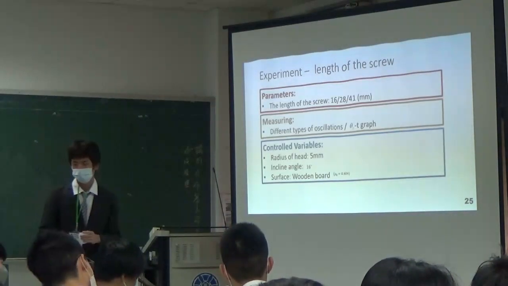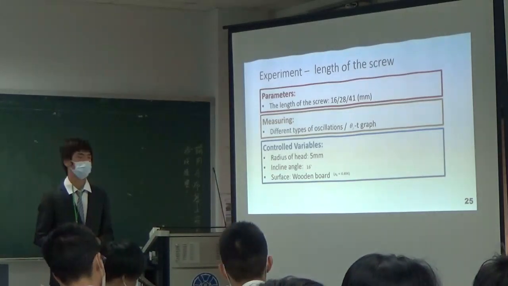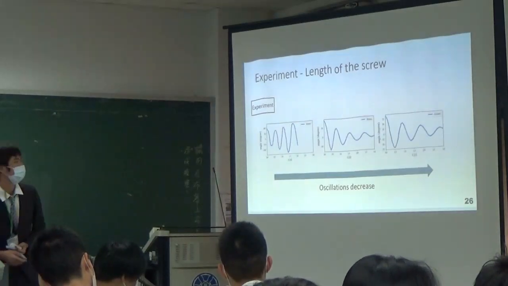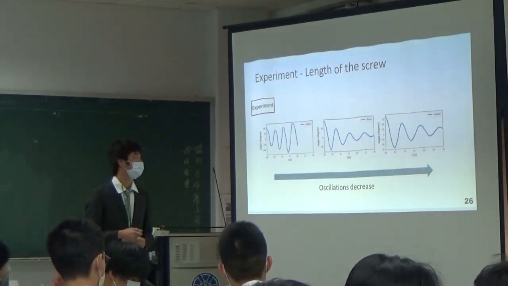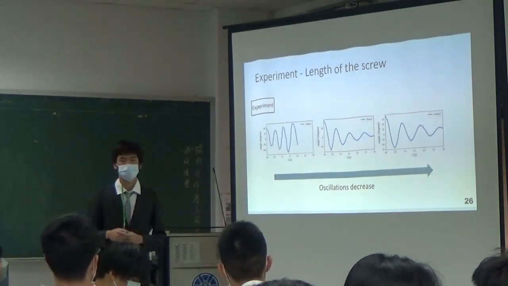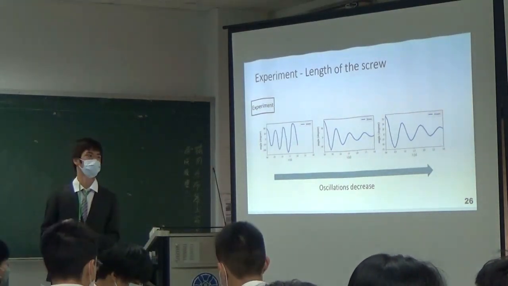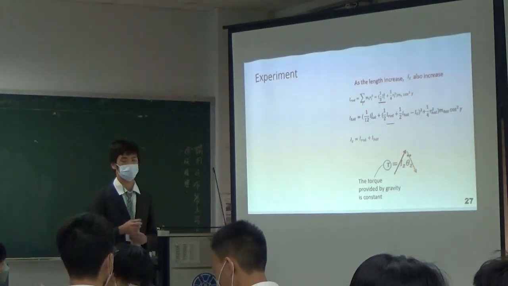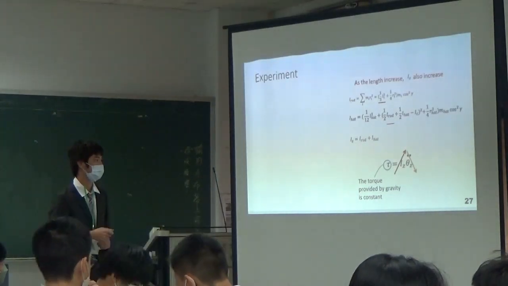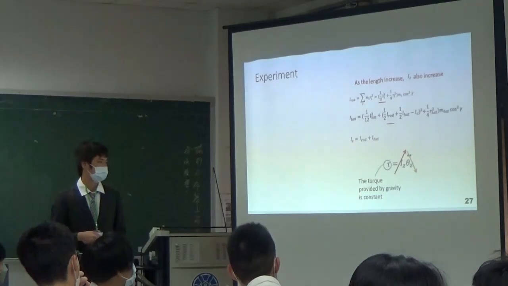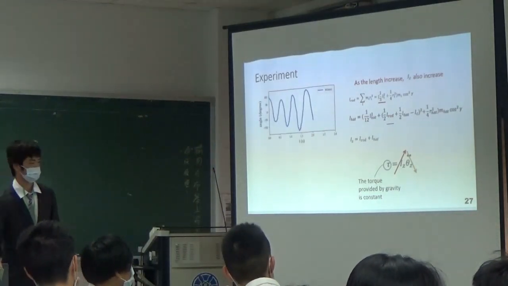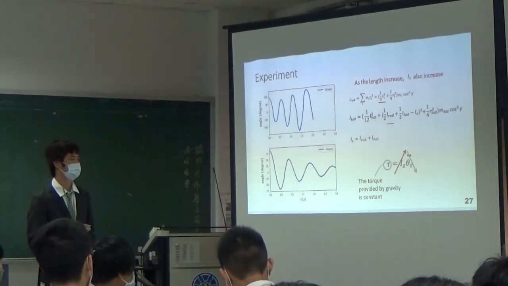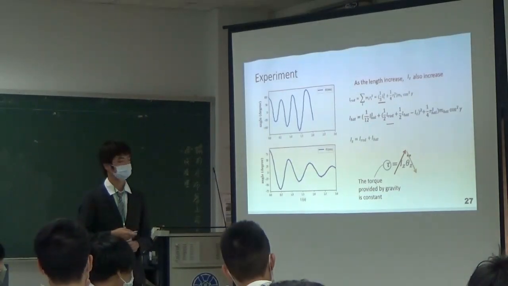And in the next experiment I changed the length of the screw, and I also used the delta T graph to describe the different types of oscillations. In the result, we can see that as the length of the screw increases, the oscillations will decrease. That's because as the length increases, the moment of inertia along the z-axis will also increase, which we can see in this formula. And since the torque provided by gravity is a constant, as the moment of inertia increases, the oscillating angle will decrease.